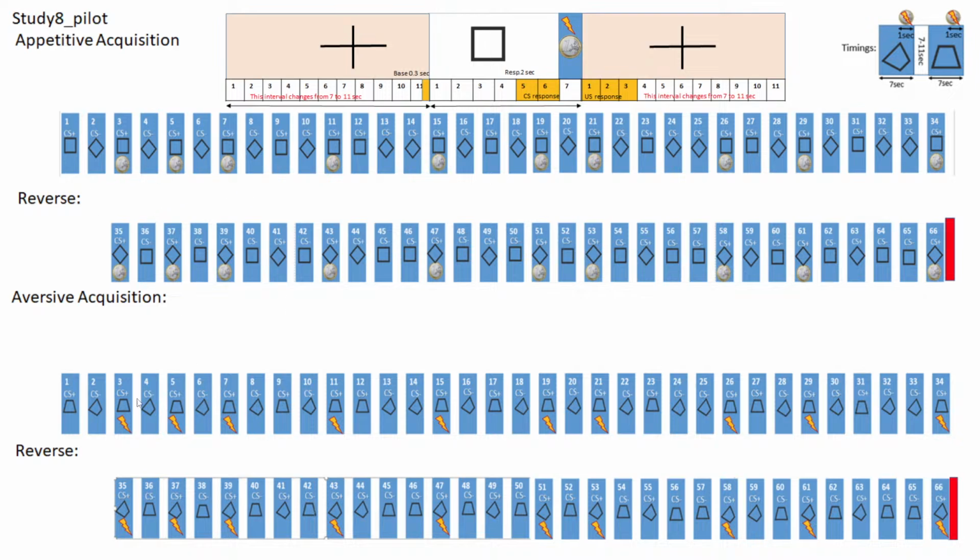So aversive and appetitive were the same on both days. The upper row is the initial, the lower is the reversal. You see the CS plus and CS minus are changed, and there are 32 in both, 16 CS pluses and 16 CS minuses, and 10 of the 16 CS pluses are unreinforced. Yeah, so here is how it looks.